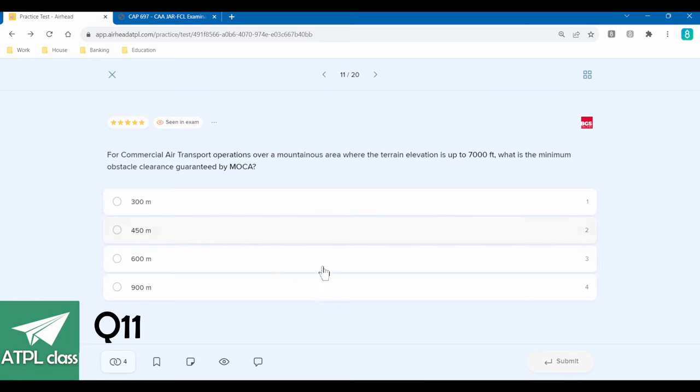Nice. So for commercial air transport operations over a mountainous area where the terrain elevation is up to 7,000 feet, what is the minimum obstacle clearance guaranteed by MOCA? So 7,000 feet, you're thinking MSAs and MOCAs add 2,000 feet if it's 5,001 feet or above. So 2,000 feet is the figure that immediately pops into my head. But these are in meters. So what's the closest to 2,000 feet? I would say 600 meters.